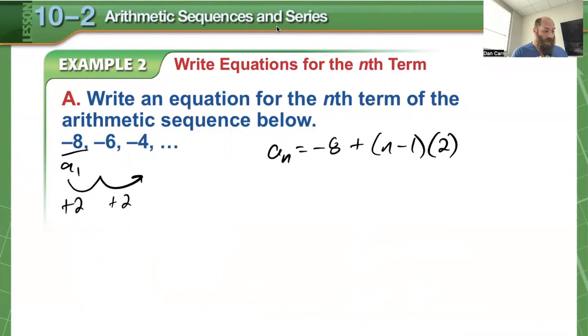The main goal of this is that I can find any term I want. I could jump to a sub 20, a sub 30, whatever it is. This is an equation that gets me there much faster than if I try to list all the numbers out.